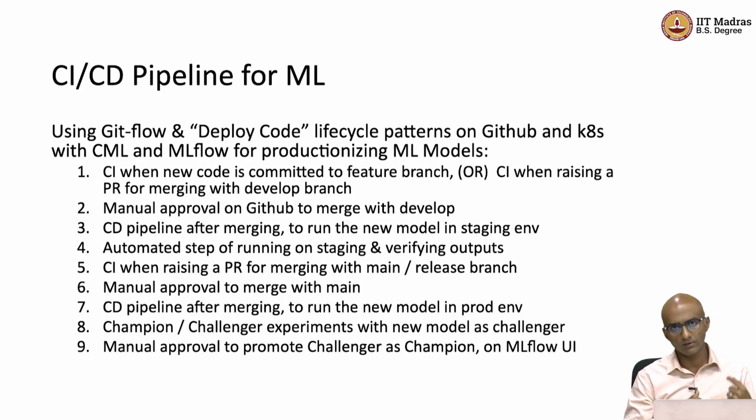At which point you raise a pull request, and then you try to get that merged with the main or the release branch, whichever is the target that you're building this towards. Again, a manual approval process happens, right? And then the CD pipeline runs in production, and then the actual challenger model gets built. Again, you do a sanity check on the performance, because hopefully by now the performance variation will not be significant.